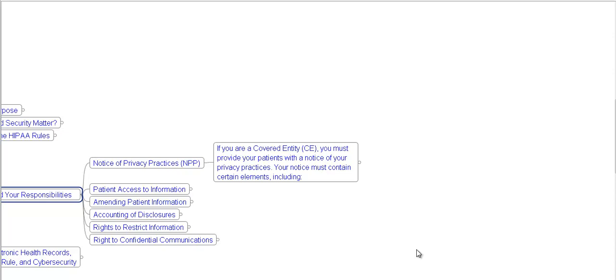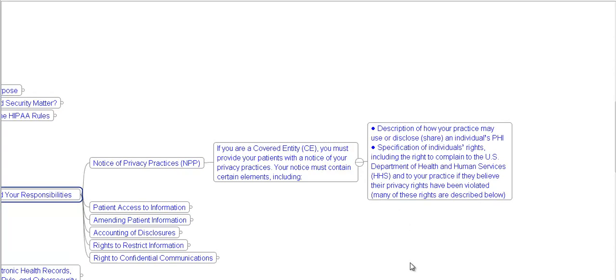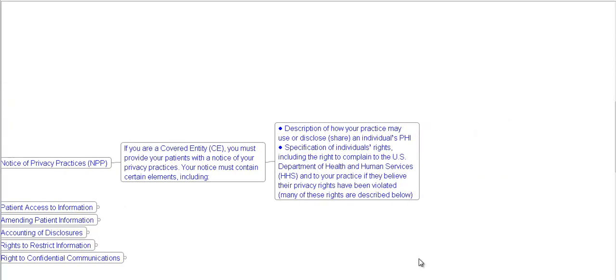Your notice must contain certain elements, including a description of how your practice may use or disclose, share, an individual's protected health information. A specification of individual rights, including the right to complain to the U.S. Department of Health and Human Services and to your practice if they believe their privacy rights have been violated. Many of these rights are also described in the upcoming sections.